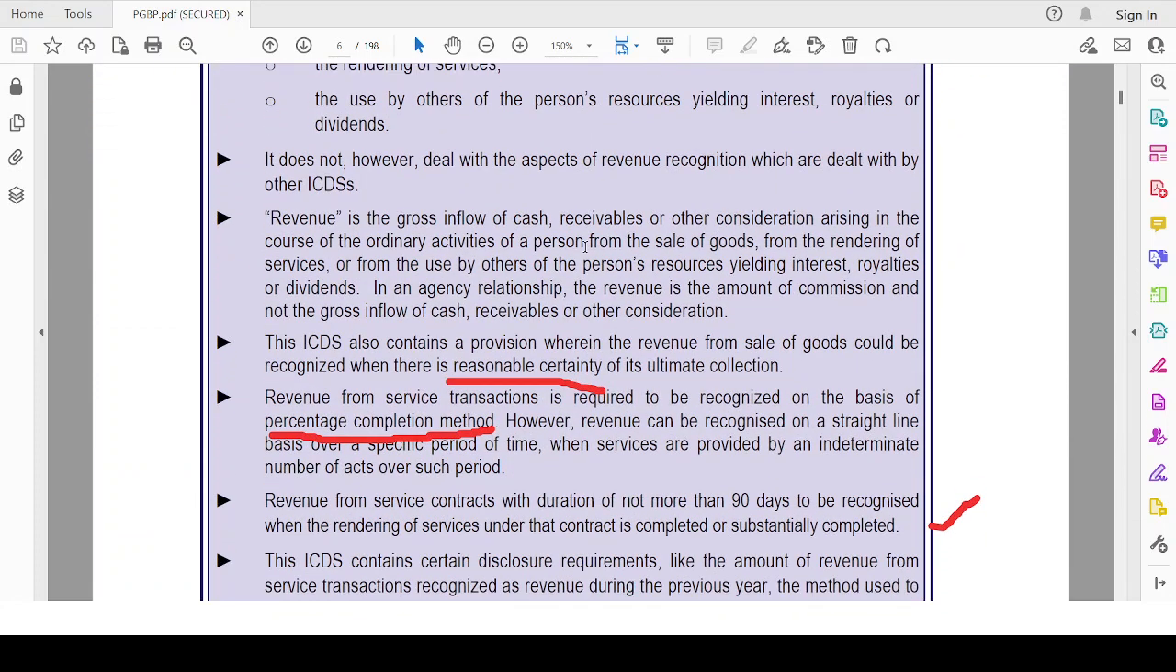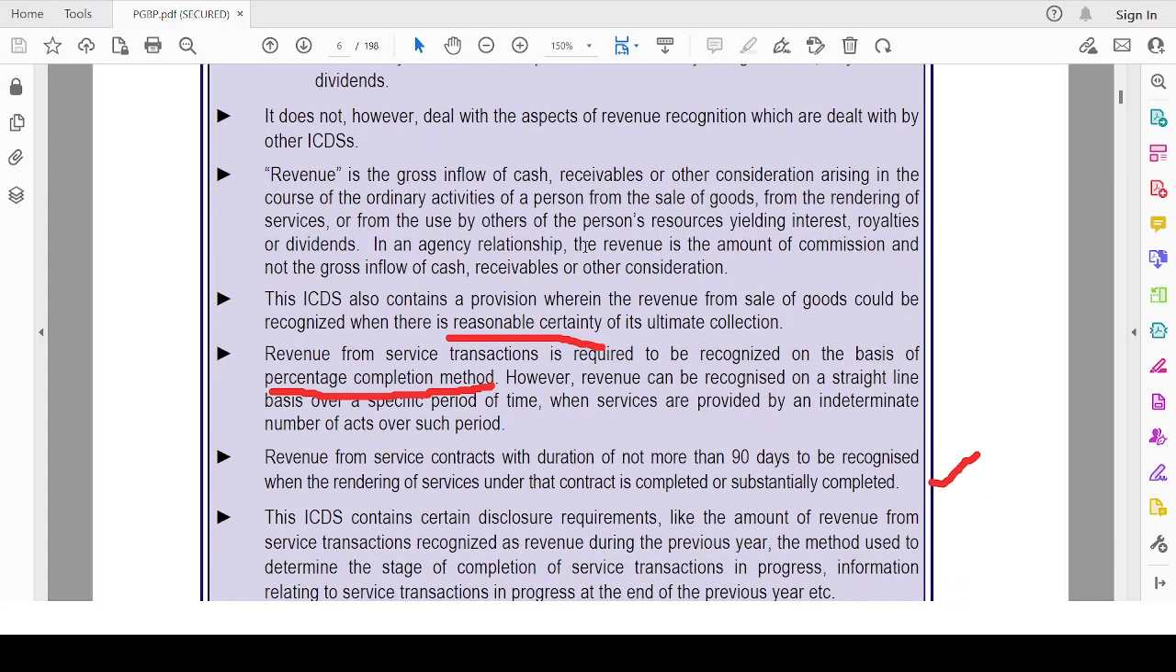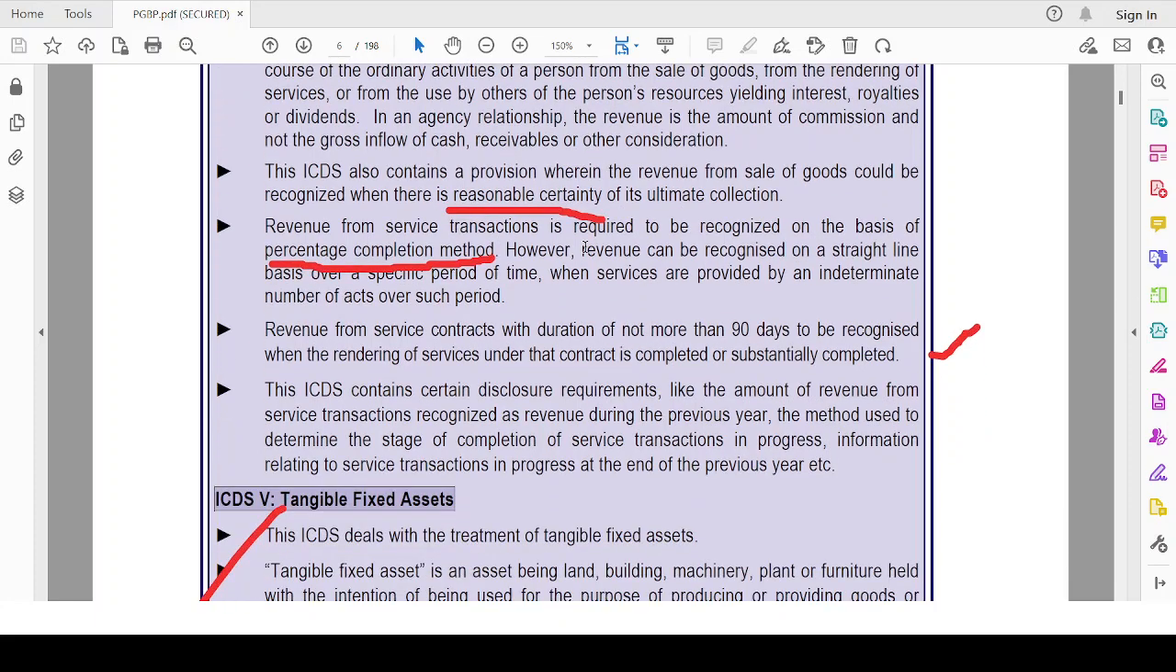What is revenue? It is a gross inflow of cash, receivables, and other consideration. In an agency relationship, it is the amount of commission. Generally it is the gross amount, the gross inflow, but in the case of an agency relationship, it is the amount of commission. And I have to recognize it only when there is reasonable certainty. These are all in line with accounting standards.